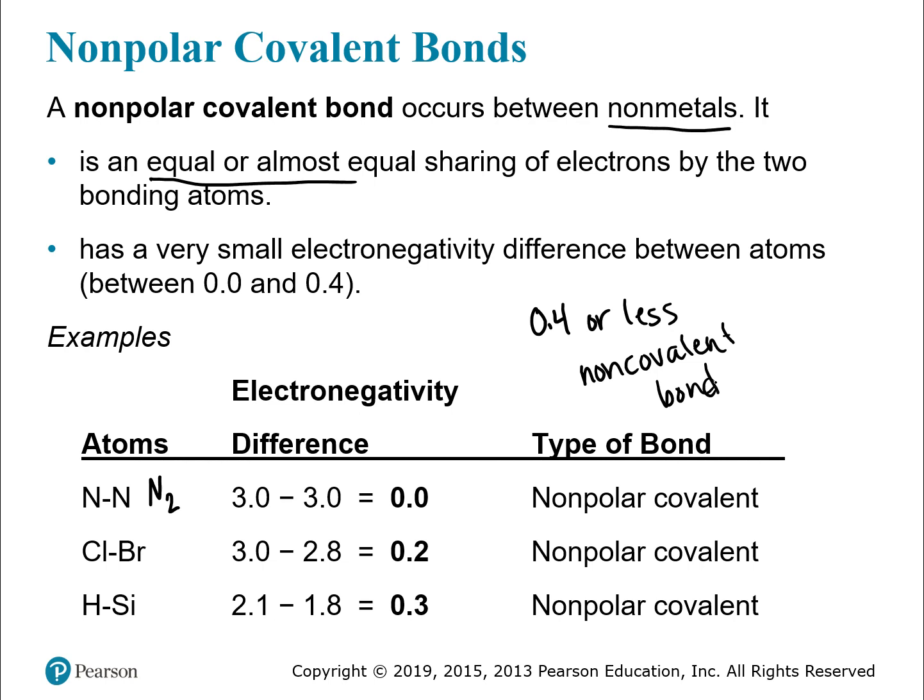So the take home here in terms of the numbers, 0.4 or less in terms of the difference in electronegativity between two atoms, that's going to give you a nonpolar covalent bond.